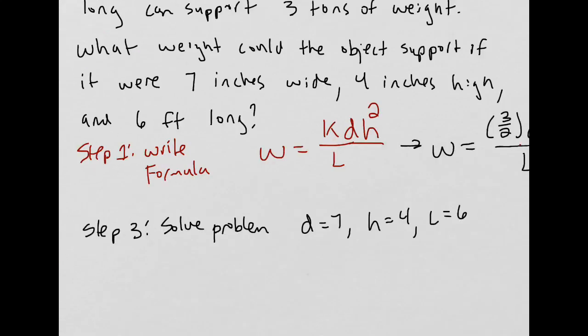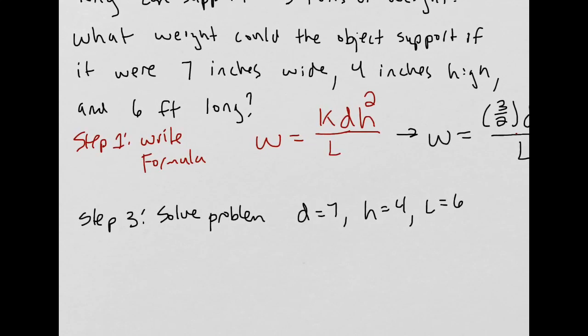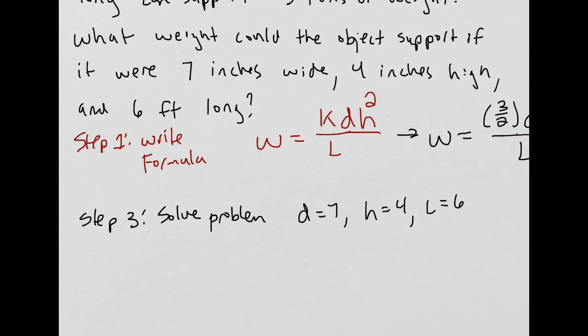Okay, so I wrote out the information that we have in that last sentence. So they're saying D is 7, H is 4, and L is 6. And again, where I'm getting that from is just from this last sentence. So what weight could the object support if it were 7 inches wide? Remember, D is what we call the width, 4 inches high, and 6 feet long.